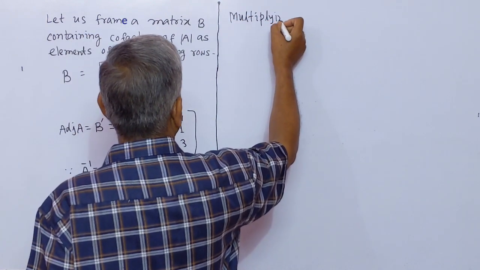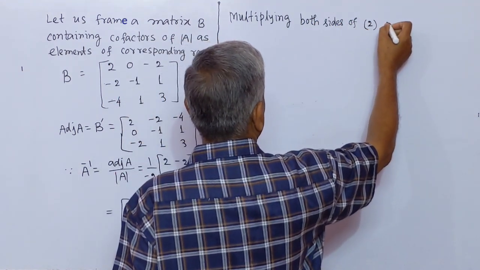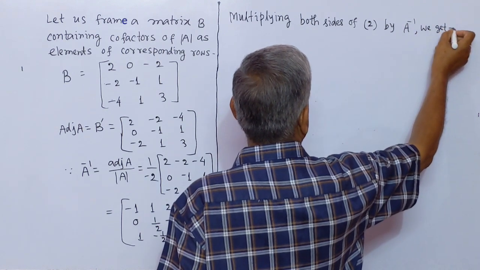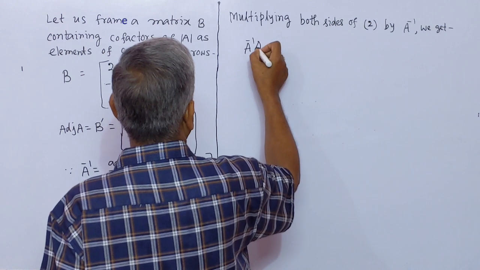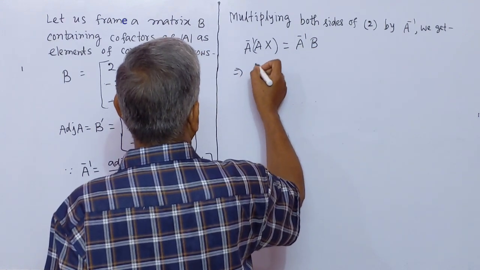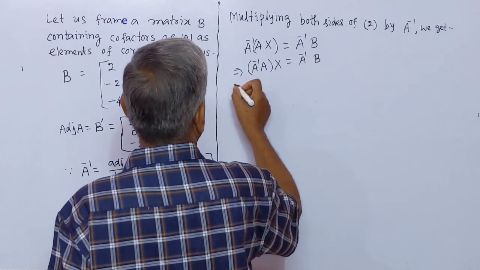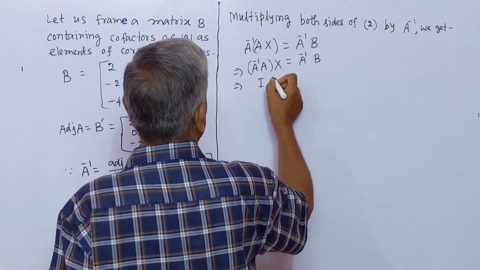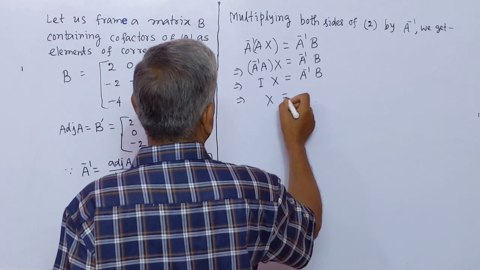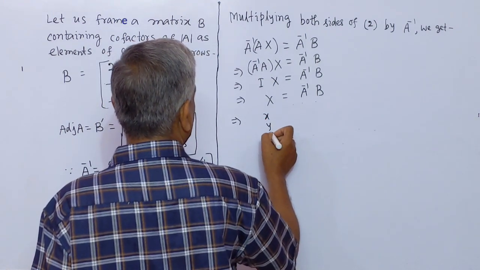Multiplying both sides of 2 by A inverse. We get A inverse A x equal to A inverse B, implies that A inverse A, by associative law, x equal to A inverse B, implies that this is the identity matrix. A inverse A is the identity matrix. This is A inverse B, implies that x equal to A inverse B, implies that column matrix x, y, z.